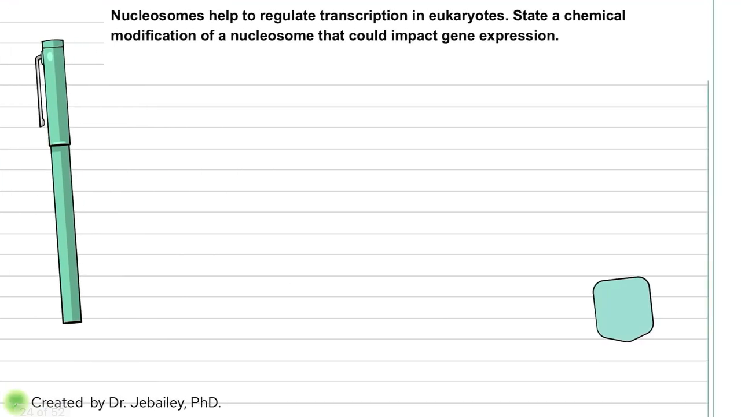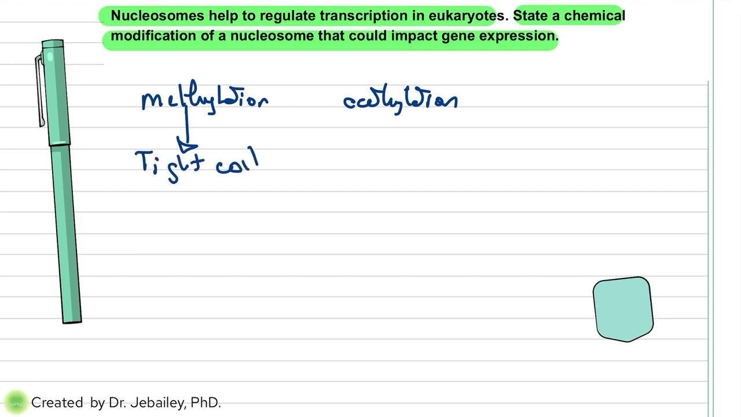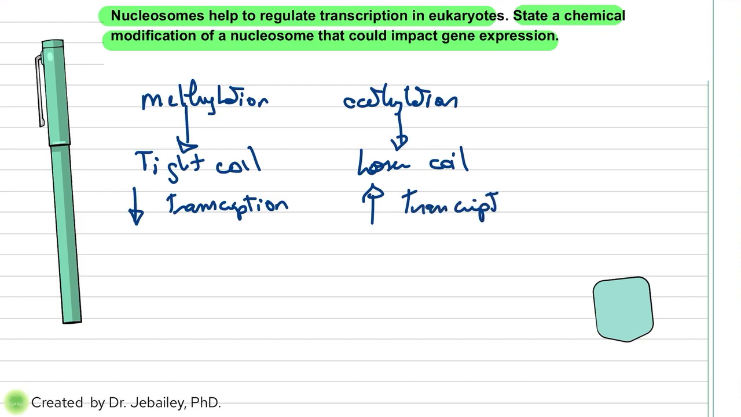Now, here it says nucleosomes help regulate transcription in eukaryotes. State a chemical modification of the nucleosomes that could impact gene expression. That is obviously methylation or acetylation. Now, what's the difference? Methylation will cause the coiling, and that means it reduces transcription. However, if you have acetylation, this will loosen the coil, and this will increase transcription.